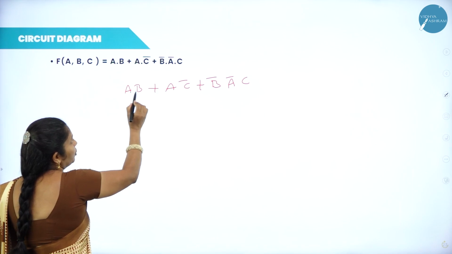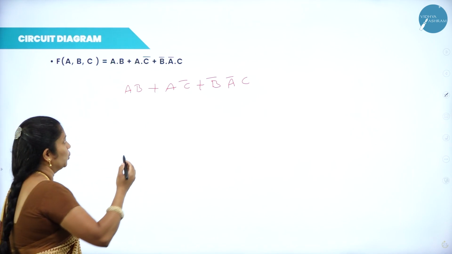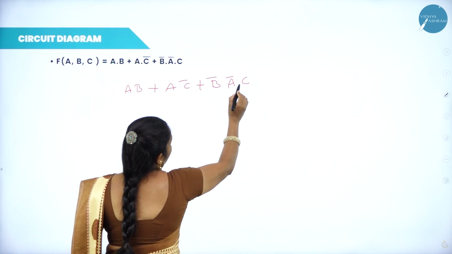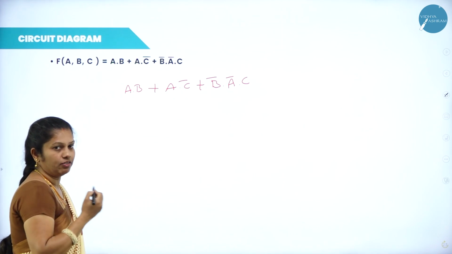Whereas here, if you don't have any operator, then which operator do you have to assume? Dot operator. Here also dot operator. Here also we have dot operator. Now, one by one we will write.